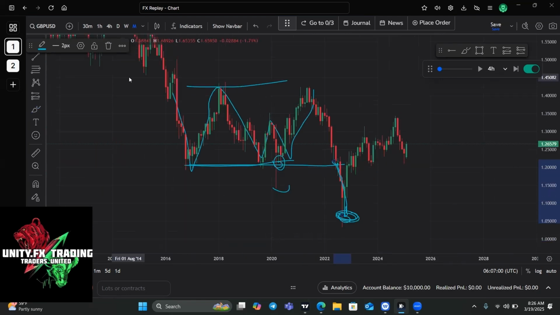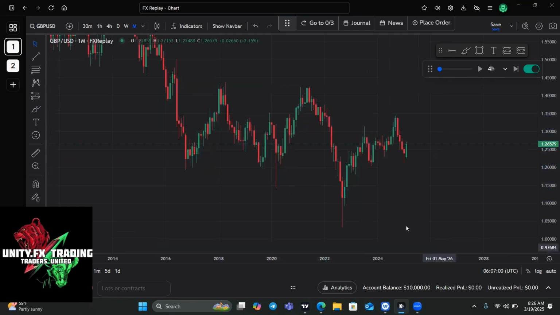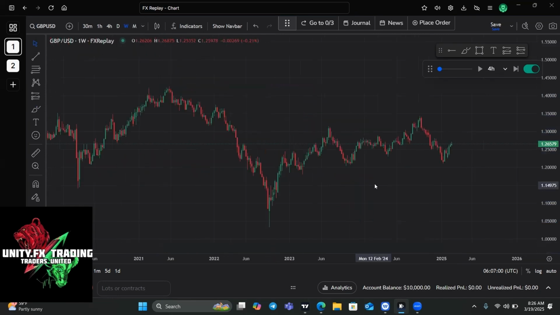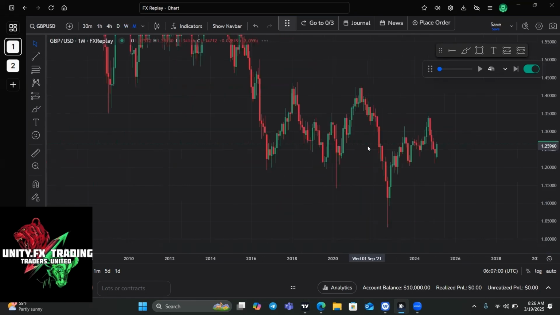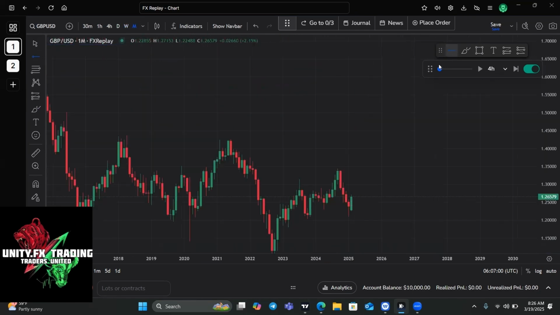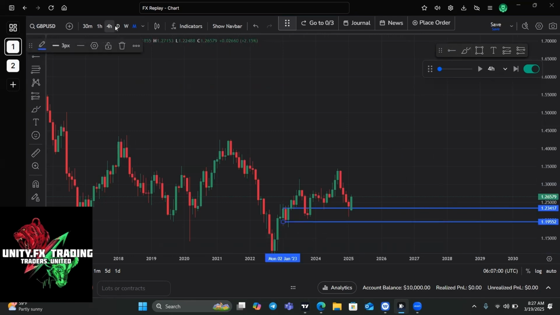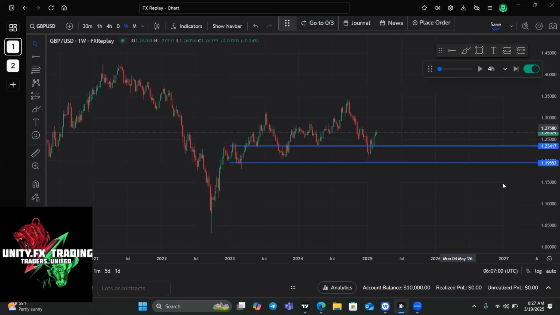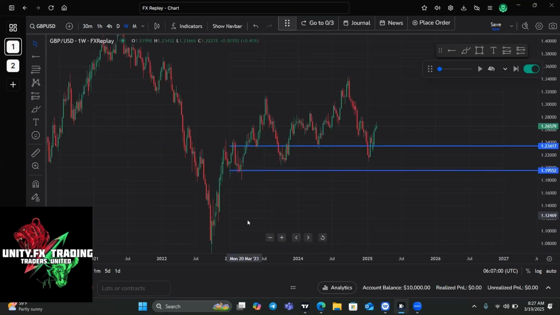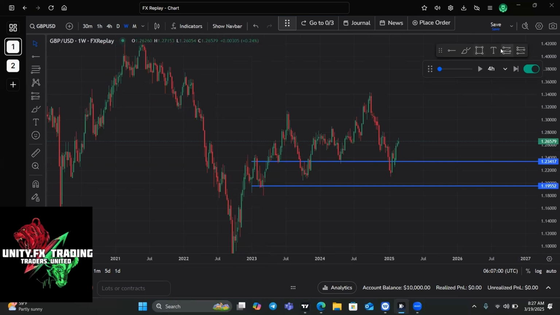Let me just go to the weekly so that I can do a breakdown, guys. Let me just mark our demand area on the monthly so that you understand how we came about the trade here. So after the market structure shift, we came back to our demand zone.